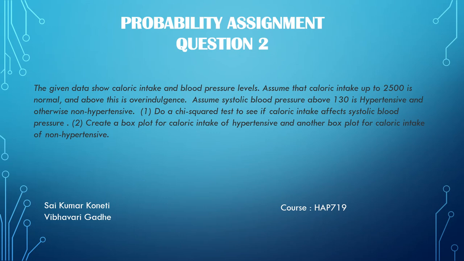First, do a chi-square test to see if caloric intake affects systolic blood pressure. Second, create a box plot for caloric intake of hypertensive and another box plot for caloric intake of non-hypertensive. The first part of the question will be addressed by Mr. Sai Kumar Kuneti, and the second part of the question will be addressed by Vibhavari Gadhe.